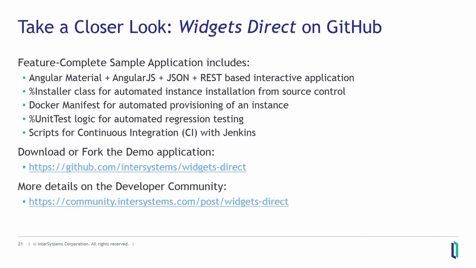So the Widgets Direct is on GitHub. It's a feature-complete sample application. We've got the Material Angular REST JSON application that I've been showing you here. We've got %Installer classes. There should be a Docker manifest to do that. %UnitTest logic for automatic testing, continuous integration. It should all be a full package there that you can download and check. You can find it there. I don't know if the repo is public yet. It will be at some point if it's not. And there's a post on the developer community about this Widgets Direct application.